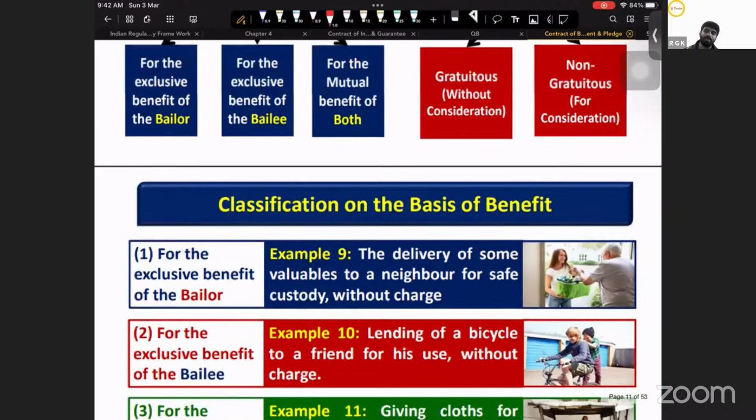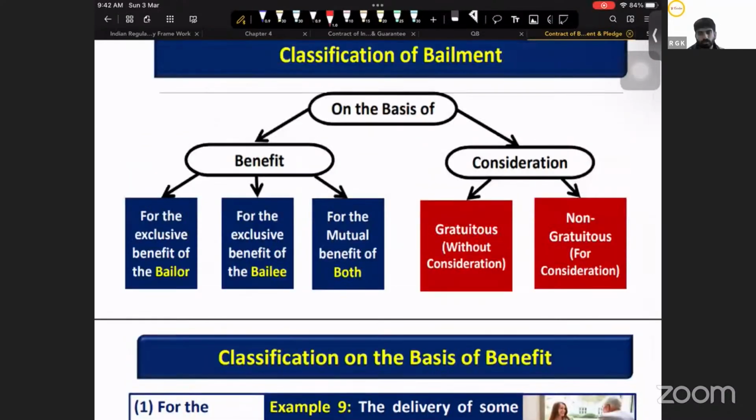Now, based on the consideration, see, consideration is not mandatory in case of contract of bailment. We already saw this in the discussion under section 25, the exceptions to section 25. That means contracts which are valid even without consideration, in which we discussed contract of bailment as an example. We said in case of contract of bailment, even if there is no consideration, the contract will be valid. So consideration is not an important element, but in some cases, consideration will be received. In some cases, there will not be any consideration.